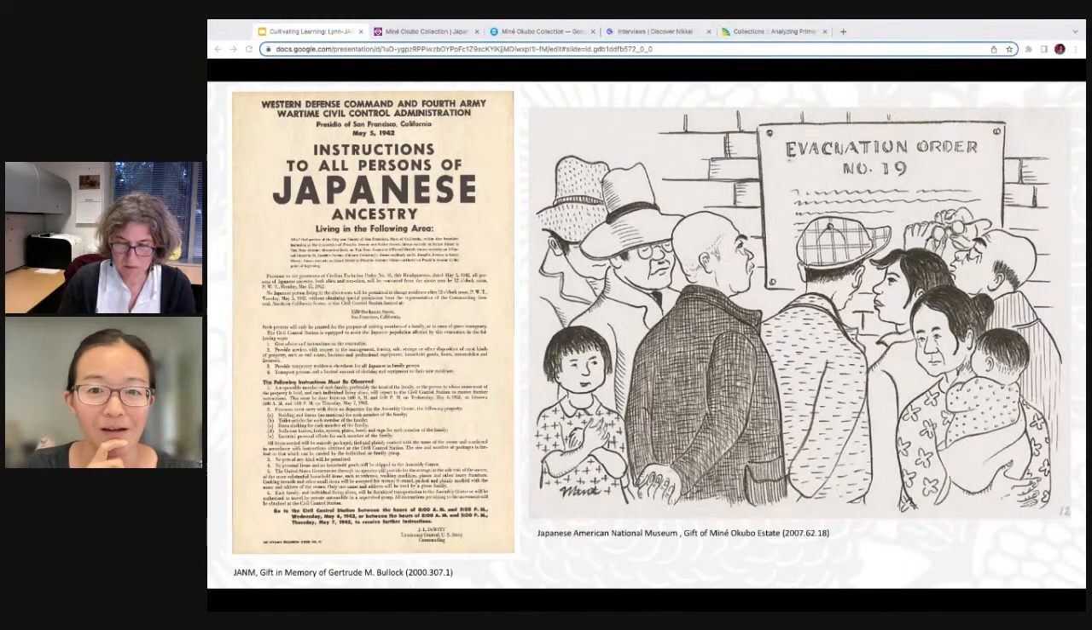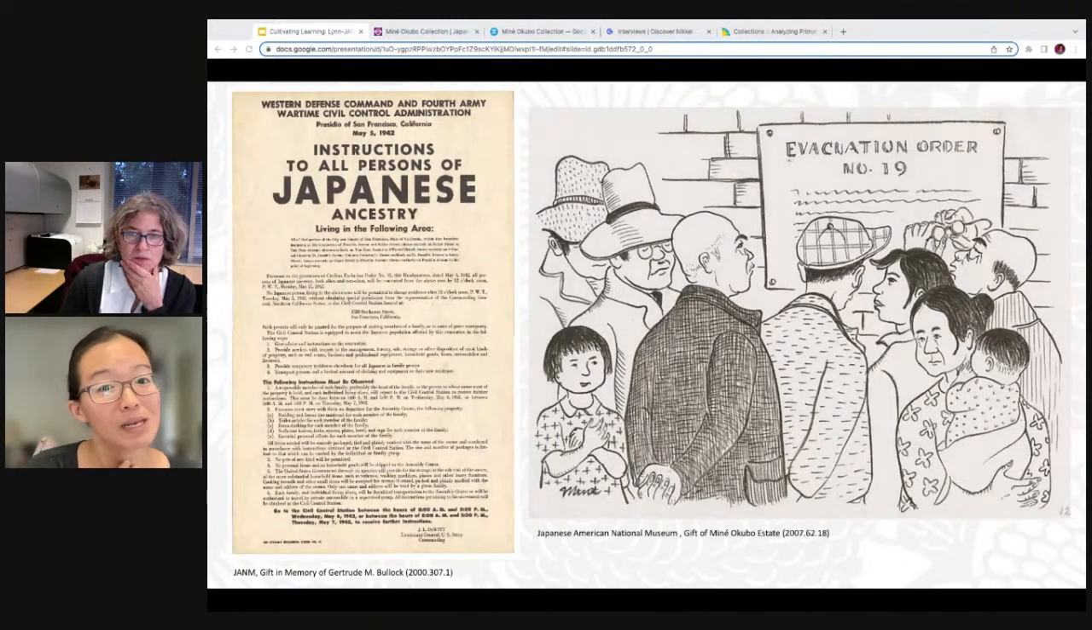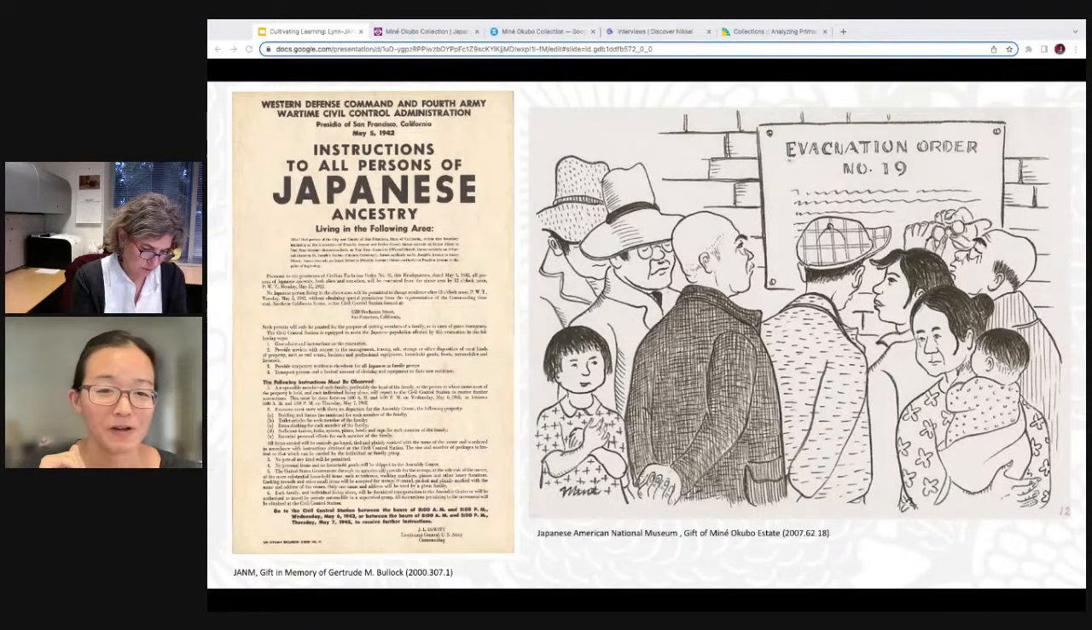Throughout our time together, I'm going to be using a lot of illustrations done by an artist named Mine Okubo. She is a Japanese-American artist. She was about 30 years old at the time of forced removal. She was living in Berkeley, California, up in the northern part of California. And then she and her family spent time in a temporary detention center before being moved to Topaz, Utah.